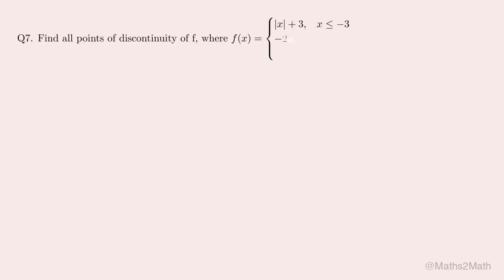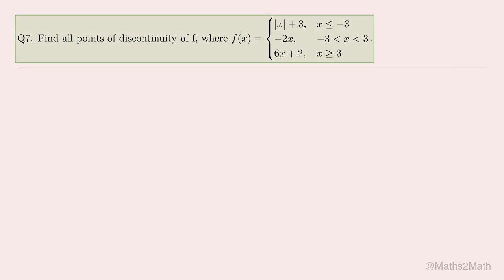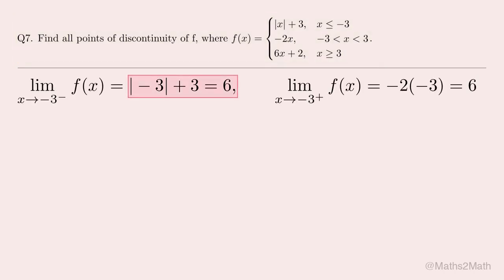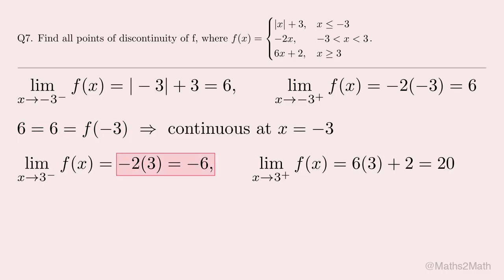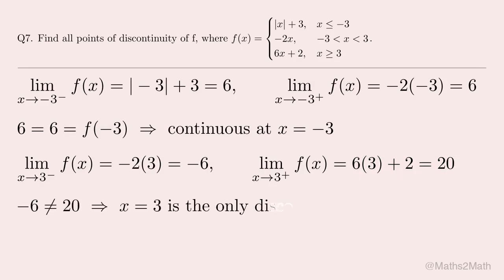Question 7. 3 pieces now, with junctions at -3 and at 3, and a modulus in the first piece. Each piece is continuous on its own interval, so we only interrogate the two junctions. At -3, from the left, modulus of x plus 3 gives 3 plus 3. From the right, -2x gives 6. The value f of -3 is also 6. Both one-sided limits and the value agree, so f is continuous at -3. At 3, the left piece gives -6, the right piece gives 20. These disagree, so x equals 3 is the only point of discontinuity.